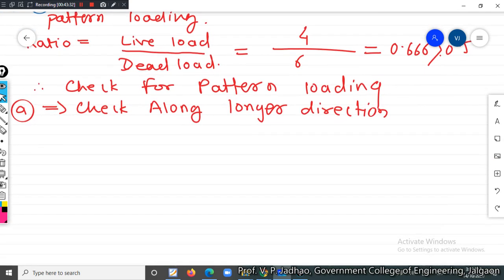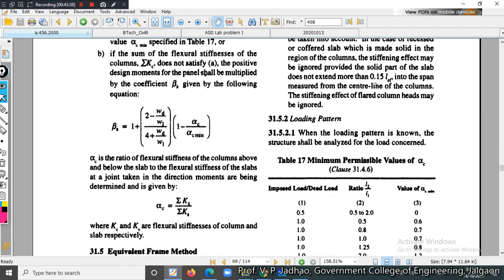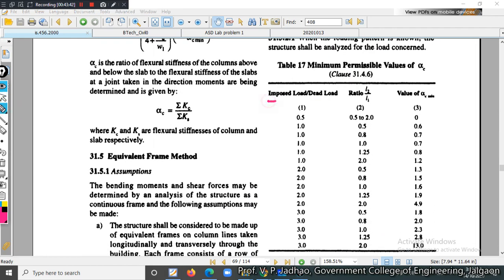Now we have calculated the ratio live load upon dead load, which is given in Table number 17 of IS 456:2000, and now we have to calculate the ratio L2 upon L1.